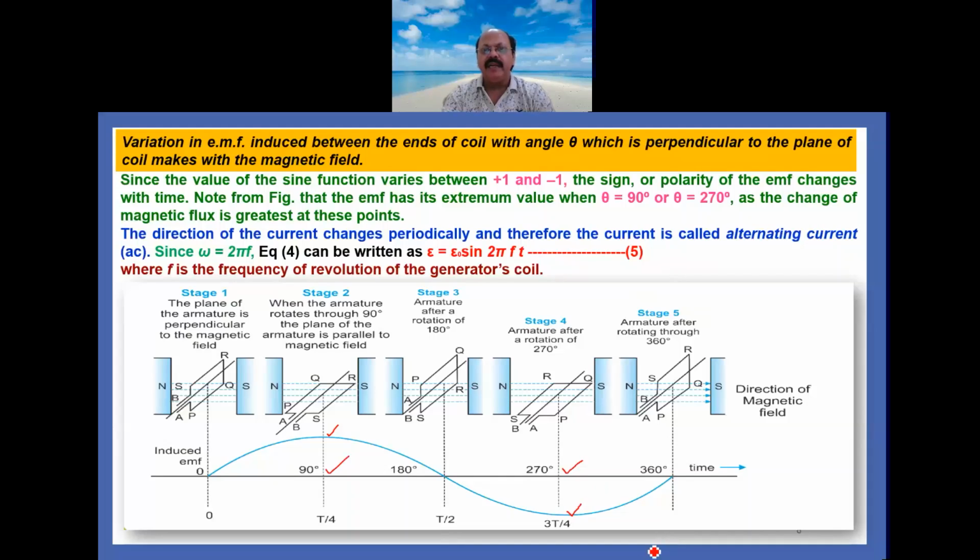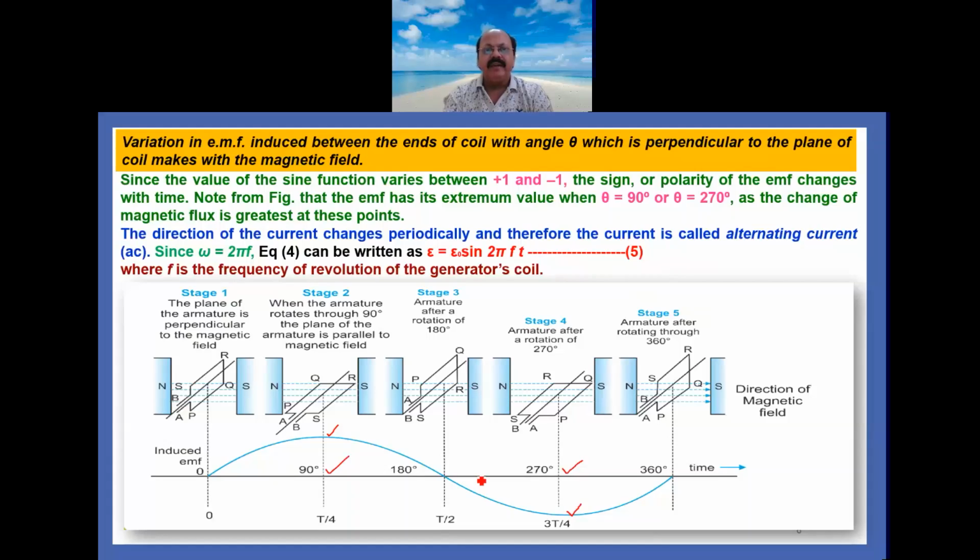Then you mark that equation number 5. So equation 5 becomes E equal to E naught sine 2 pi f t, where f is the frequency of revolution of the generator coil. Now, how does the variation take place?